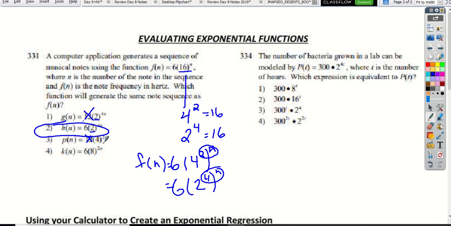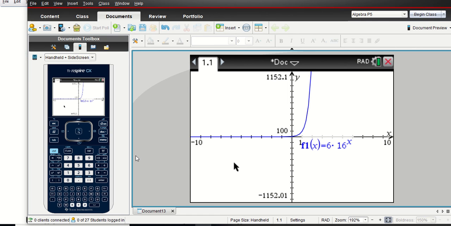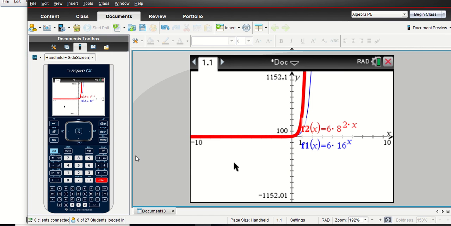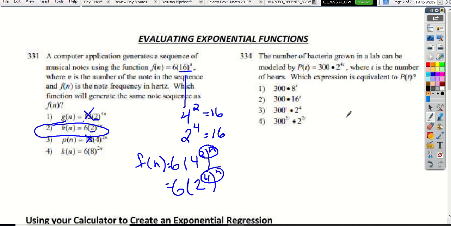If we try, let's say choice 4, 6 times 8 to the 2x. So tab 6 times 8 to the 2x, right? You can see that's not the same graph. The graph is off. So that's how we know that those aren't going to be the same thing.